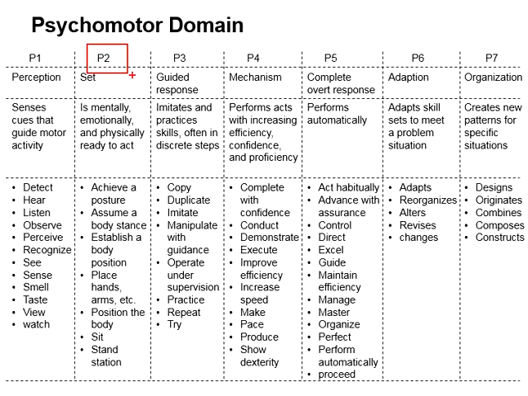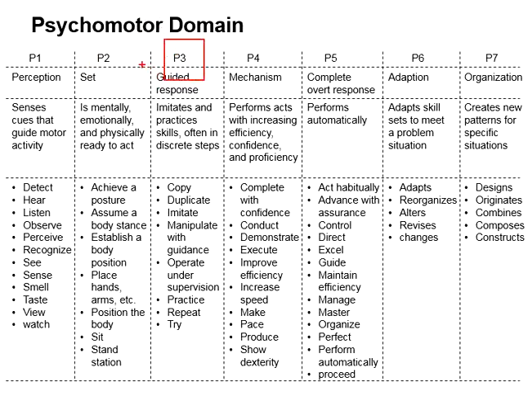Now P2 here will be referring to the set. We are referring to being mentally, emotionally, and physically ready to act. These are among the words reflecting this level of psychomotor domain: achieve a posture, assume a body stance, establish a body position, place hands, arms, etc., position the body, sit, stand, stations, and others. As long as it demonstrates the readiness to act, it will be considered as P2.